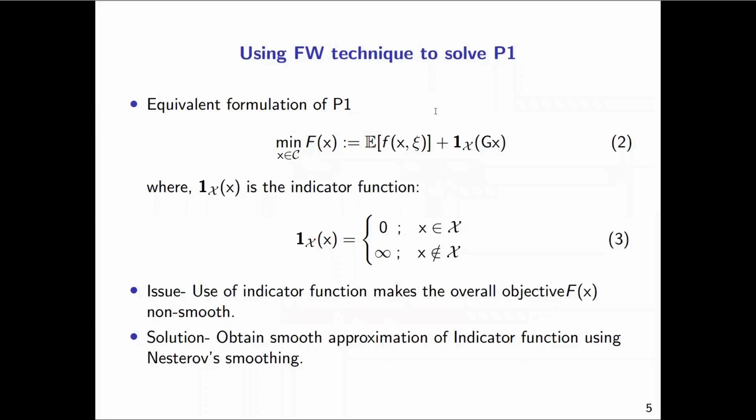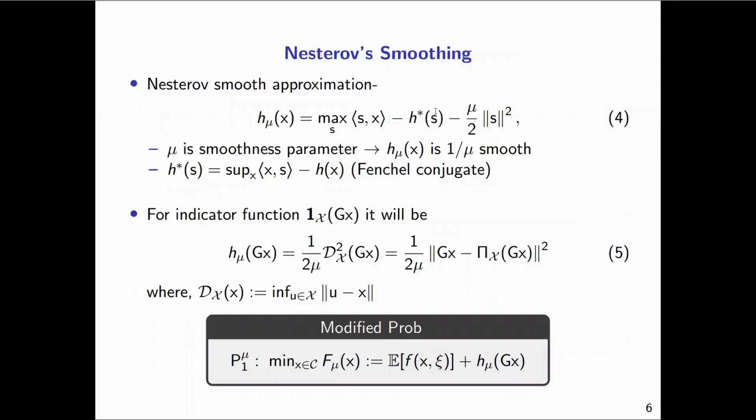Actually, we can rewrite our problem to incorporate the affine constraint into the objective using an indicator function, as shown in equation 2. But this makes the overall objective function non-smooth, and it is well known that Frank-Wolfe analysis requires the objective to be smooth. To our rescue, Nesterov smoothing comes into play, which is shown in equation 4. So we start by smoothing our indicator function and rewrite our problem using this smooth version. Now we are free to use Frank-Wolfe methods.